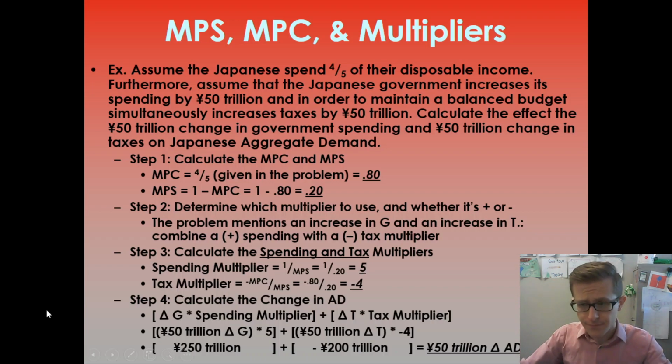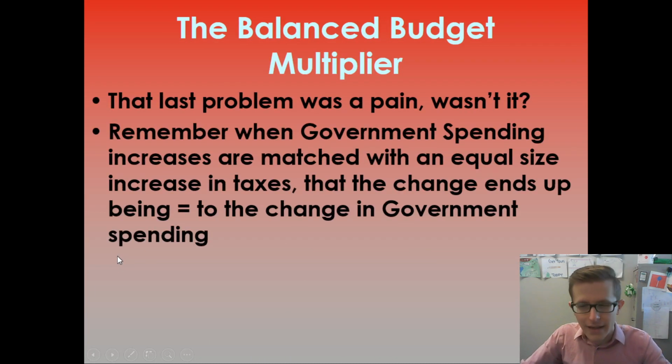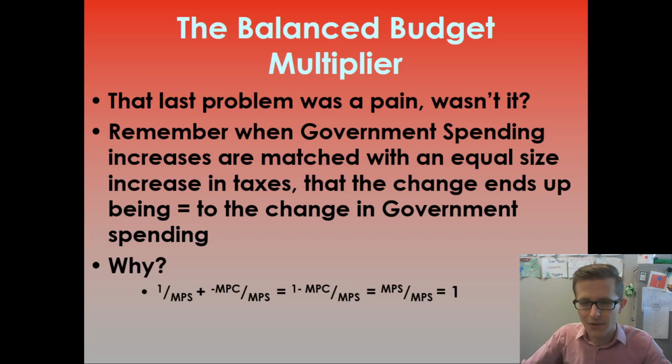But for the most part, a lot of times they end up having the same impact. The balanced budget multiplier. This is something we're going to kind of gloss through. We don't need to talk a whole lot about it, but it's kind of simplifying that question a little bit, even though it kind of looks like a headache. So it'll be 1 divided by the MPS, which is our spending multiplier, plus the tax multiplier, equals 1 minus MPC divided by MPS. That's one of the ones that I mentioned earlier, which equals MPS divided by MPS, which ends up equaling 1. So that's the theory behind it.